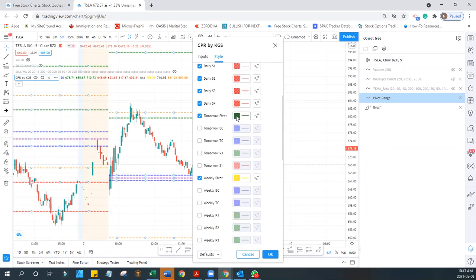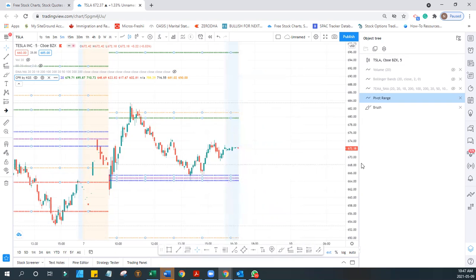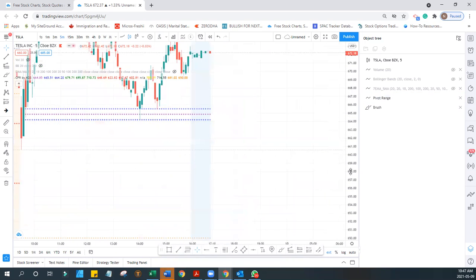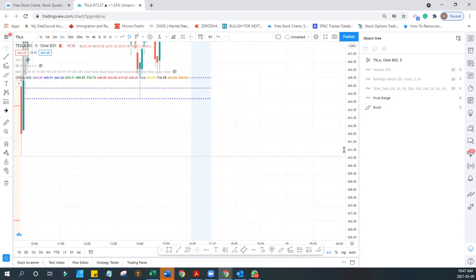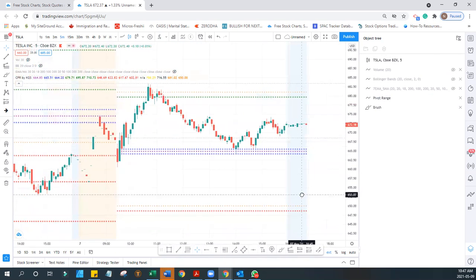This is the tomorrow pivot. You can change the colors of the weekly pivot and the monthly pivot, all those kinds of colors. Then save it as default. On the price scale, you will be able to move up and down so you can see the picture correctly.